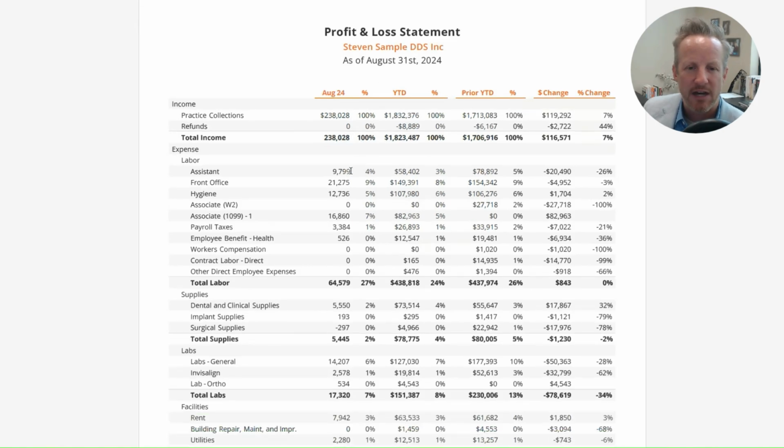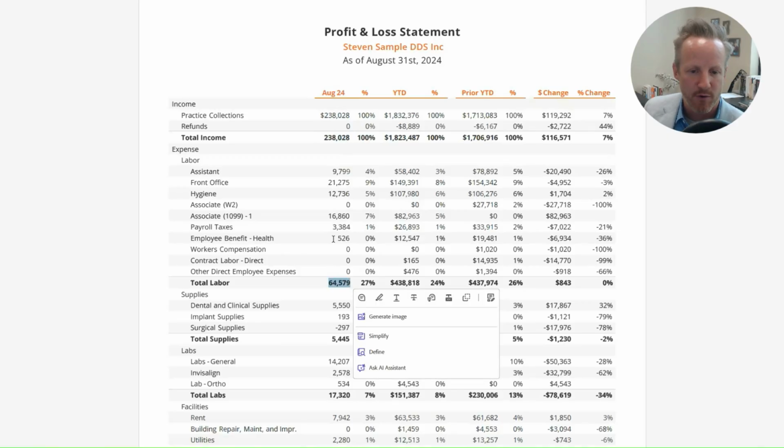Then if I keep going down under labor, for assistant we had $9,799. Front office, I'm going to round here, $21,000. Hygiene, $12,000. Associate, $16,000. Payroll tax, $3,000, etc. You'll see then I add up all the labor for a total of $64,000 for that month.